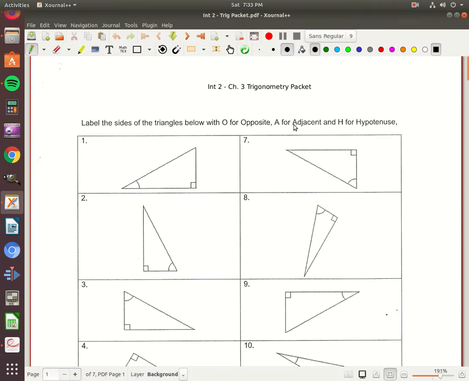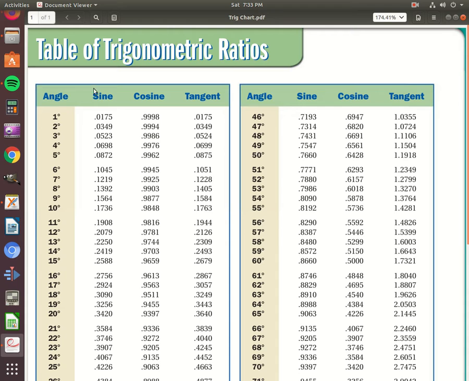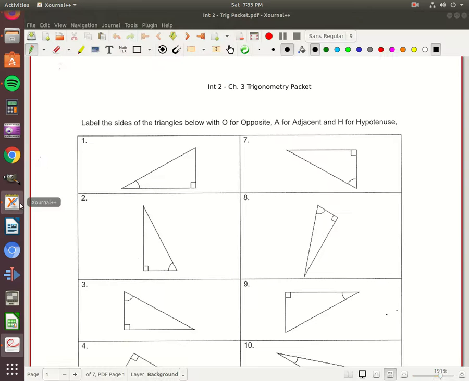Page 1 of the trig packet, I'm going to refer back to this trig chart. You'll notice that there's 3 different ratios for each angle, and the reason for that is if I'm starting here, I have different sides, right? I have an opposite side, an adjacent side, and a hypotenuse side. So the first page is just simply recognizing how we mark opposite, adjacent, and hypotenuse of a triangle, and it can get a little bit confusing.